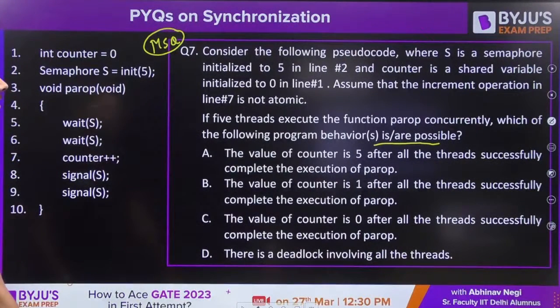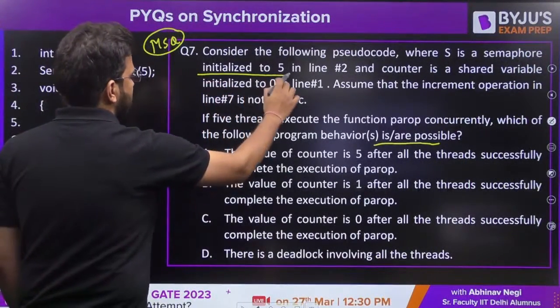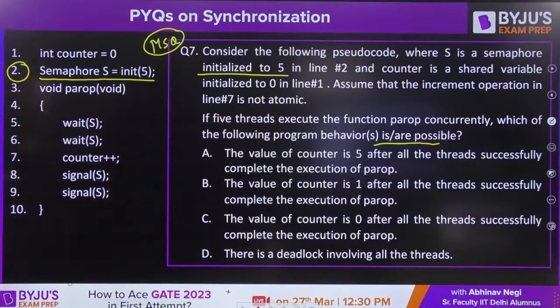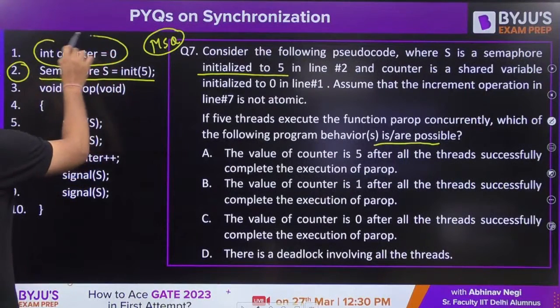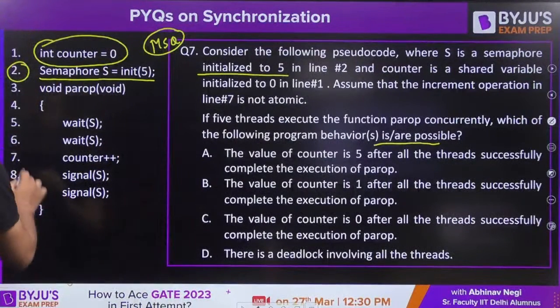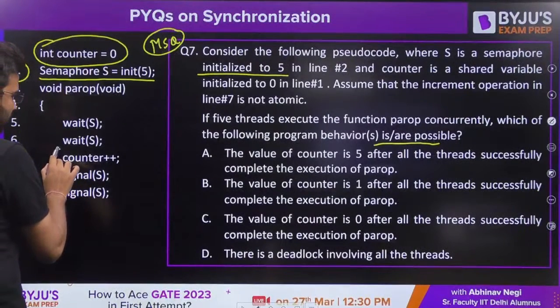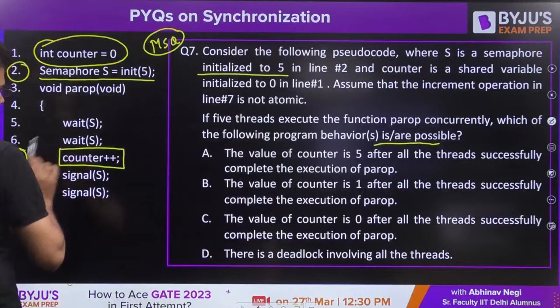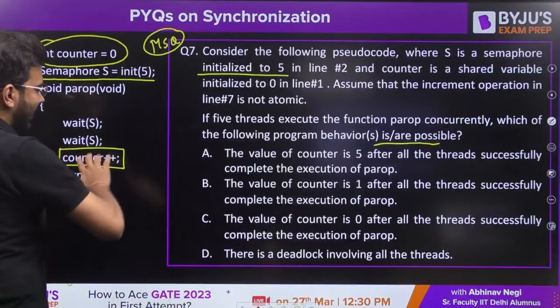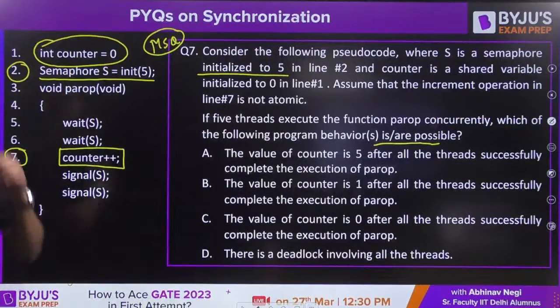So here it is saying, consider the following pseudocode where S is a semaphore initialized to 5. Initial value of semaphore is 5 in line 2. So this line 2 is initializing the value of semaphore as 5. Counter is a shared variable. So we have one shared variable here, int counter equal to 0 in line 1. Assume that increment operation in line 7 is not atomic. This is your line 7. So let's assume this is not atomic. When it says not atomic, that means while executing this instruction at the assembly level, we can have preemptions.